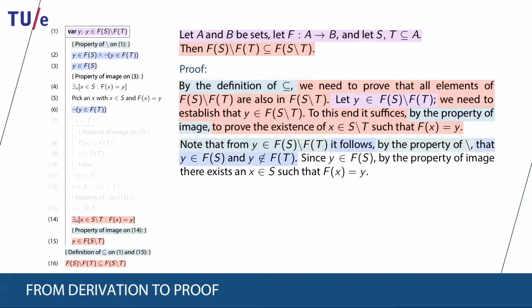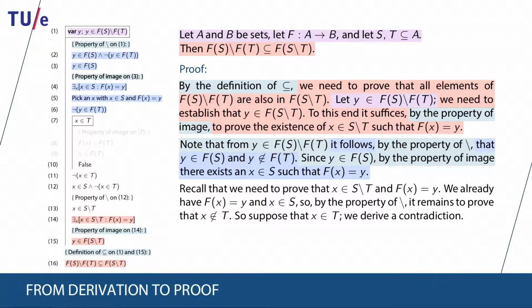We apply the property of difference to the assumption that y is in the difference of the images under F of S and T to find that y is in the image under F of S and not in the image under F of T. Since y is in the image under F of S, we may conclude with the property of image that there exists x in S such that f of x equals y. We proceed with some backward reasoning again.